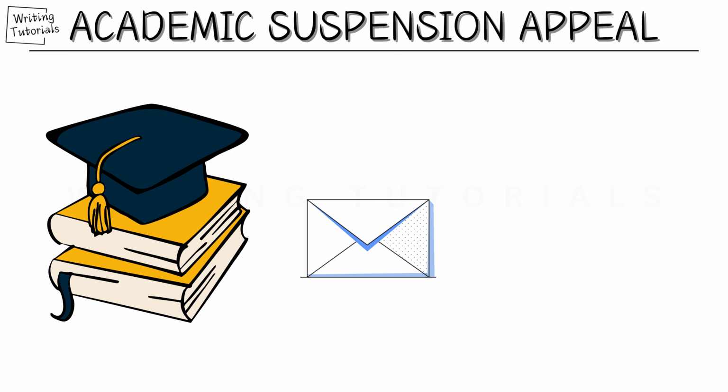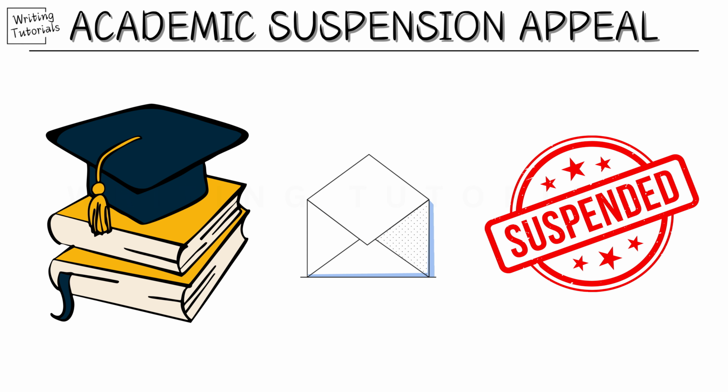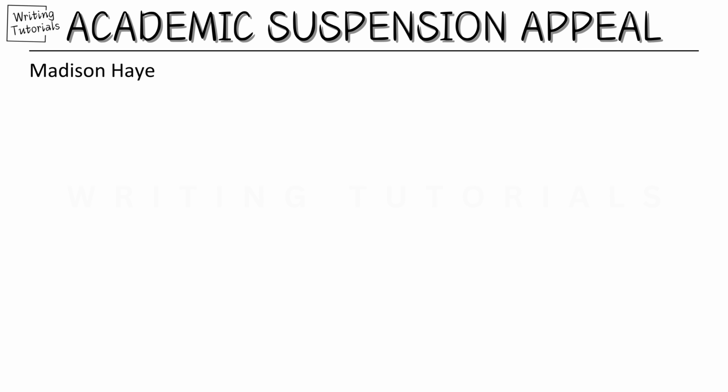In today's tutorial, I'll show you exactly how to write a professional academic suspension appeal letter, step by step. We'll go through every section individually, explain why each part is important, and use a complete sample that you can easily customize for your own situation. Let's get started. The first section is the sender's information.